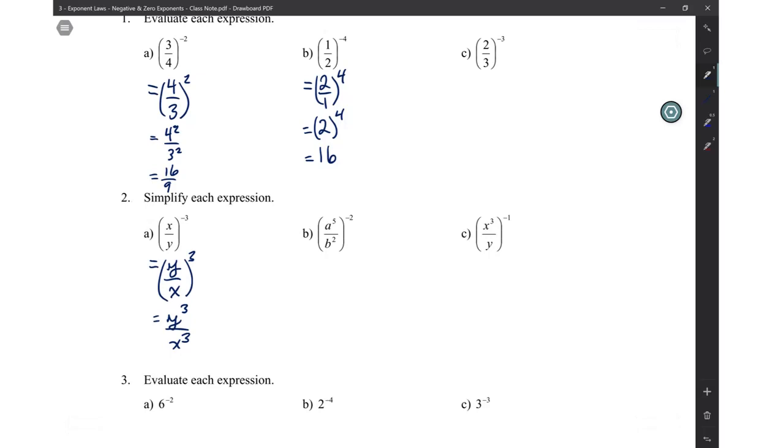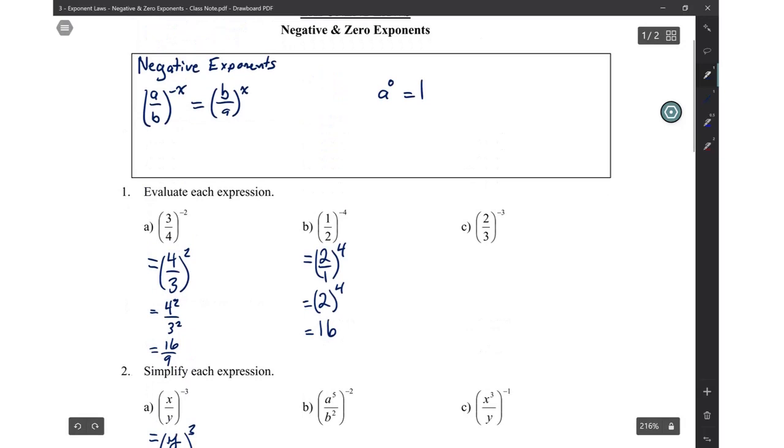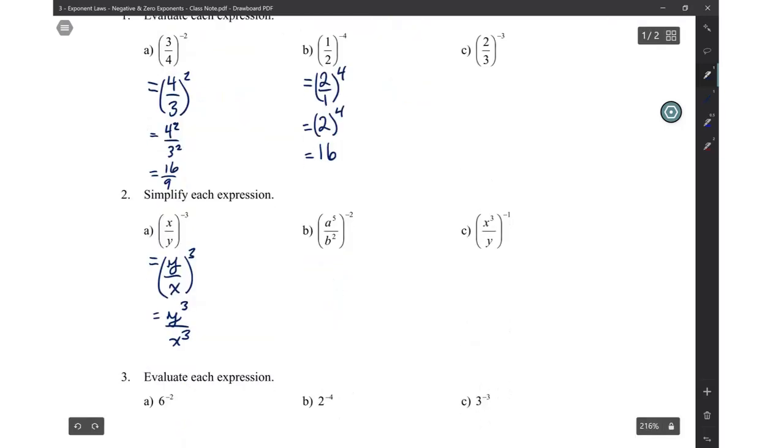B, we have a couple rules happening at once. The first thing we're going to do is work with our negative exponent rule up here. So we'll flip the fraction, b squared over a to the power of 5, all of that to the power of 2.